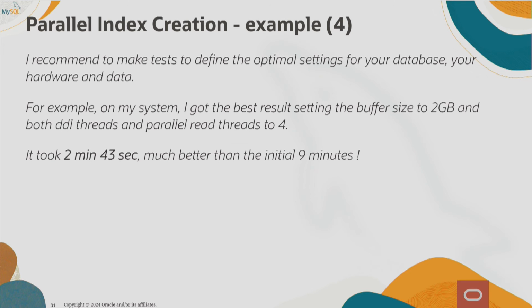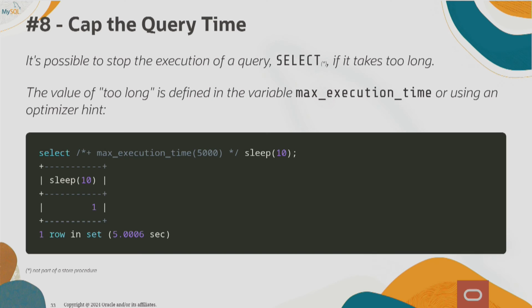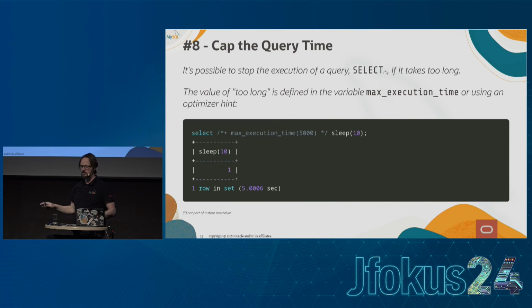And of course, you need to test and check. For example, when I put 2 gigabytes of buffer and only 4 threads, I can reduce it to 2 minutes 43. Compared to the 9 minutes, this is a very large performance tuning when you need to modify your data in MySQL. You can also cap the query time. So if your queries are too long, you can add this small int to say the maximum execution time should be 5 seconds, for example. So every time you do a select, if it takes more, it will stop. And that's it.